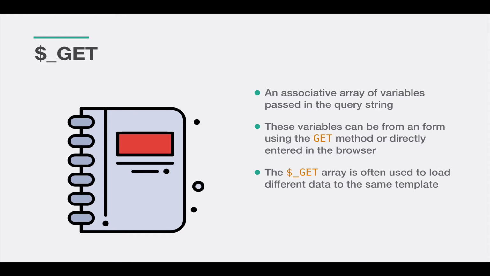We use the get array to load different templates. If we had a single template and we want to display different information based off of some criteria, like an ID, we can do that by passing this URL variable and using the get array to retrieve that variable and therefore display the information we want. This is actually how WordPress works. We're going to build a very primitive version here in a moment.